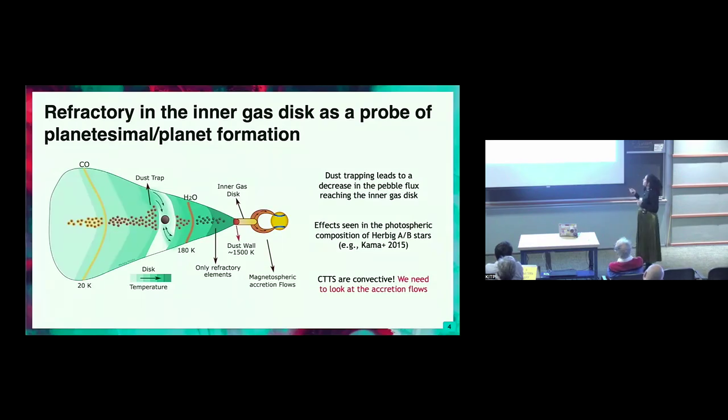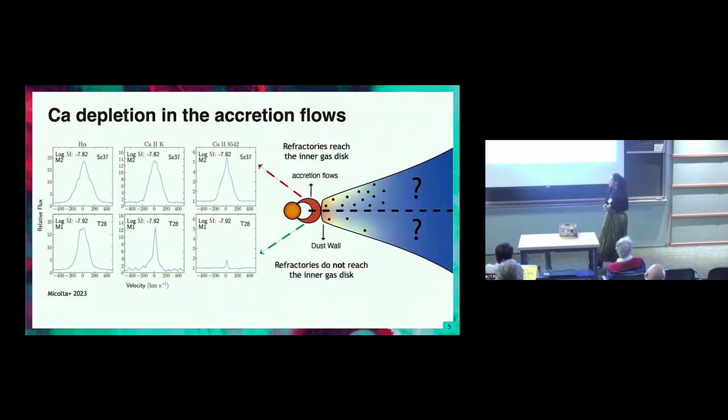This effect has actually been seen in Herbig Ae/Be stars by looking at the photospheric lines, but as we've been seeing a lot these past days, classical T Tauri stars are convective. So any differentiated abundance will be erased very quickly. So we need to look at the material as it's actively falling into the star, and for that we need to look at the accretion flows. That's what I've been working on, again with the calcium lines, because the stronger lines are easier to analyze, as any observer will tell you.